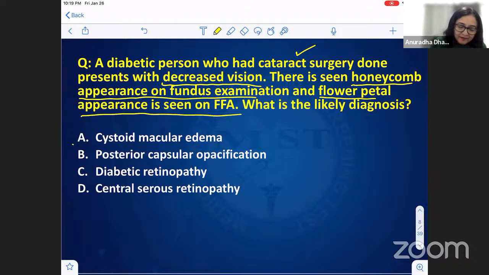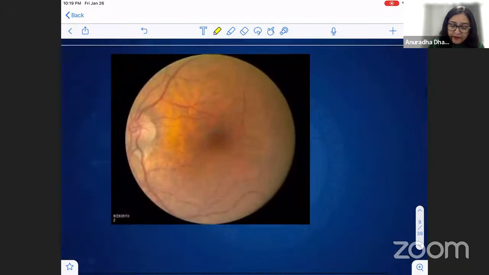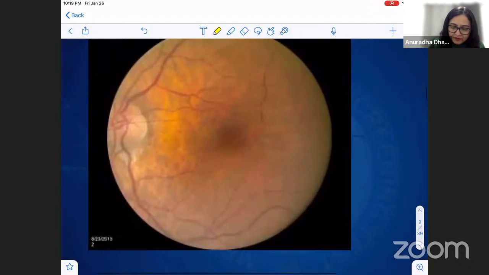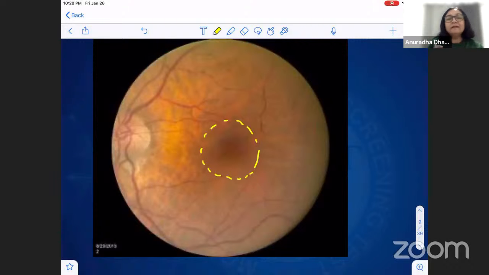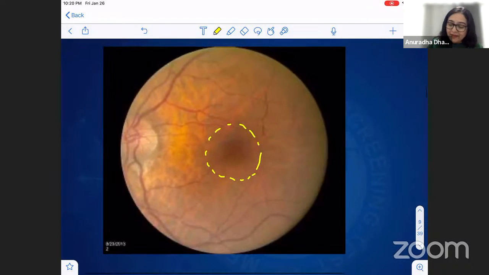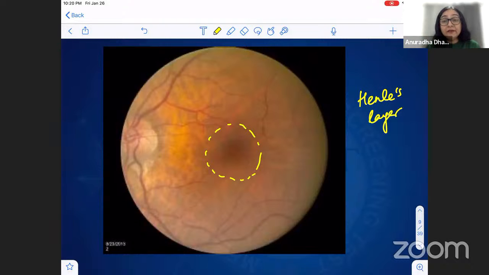So the right answer here is cystoid macular edema. Now, just a refresher here. On fundus examination, because there is fluid in the macular area, in the central area, the fluid spaces are formed in the form of cystoid spaces, which start, if you remember, in Henle's layer, and then they move on to the inner nuclear layers also.